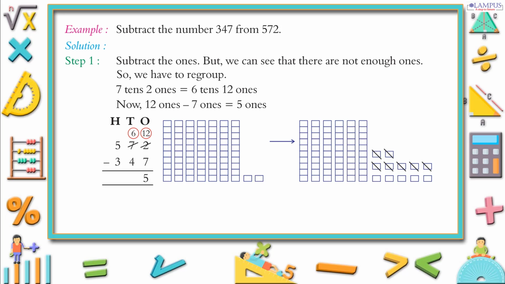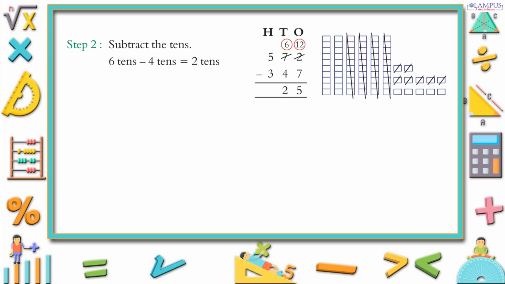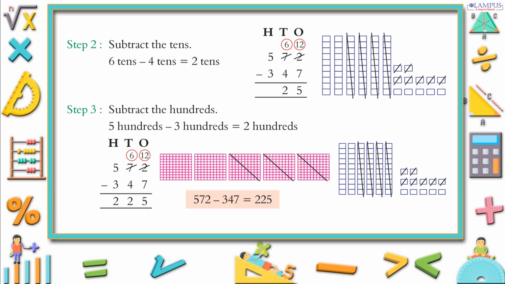Solution. Step 1. Subtract the ones. But, we can see that there are not enough ones. So, we have to regroup. 7 tens 2 ones equals 6 tens 12 ones. Now, 12 ones minus 7 ones equals 5 ones. Step 2. Subtract the tens. 6 tens minus 4 tens equals 2 tens. Step 3. Subtract the hundreds. 5 hundreds minus 3 hundreds equals 2 hundreds.